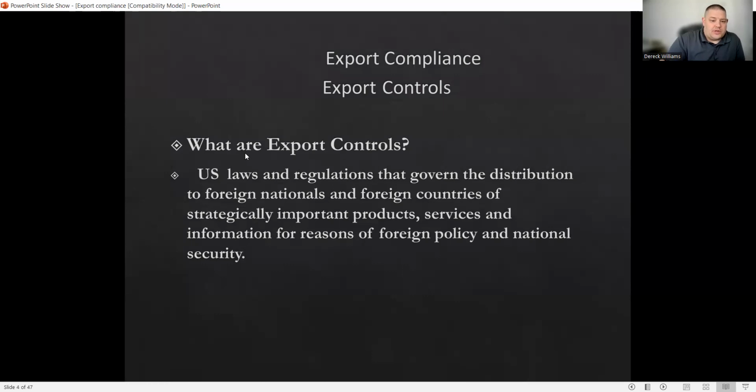So what are export controls? They're just the U.S. laws and regulations that govern the distribution to foreign nationals and foreign countries of strategically important products, services, and information for reasons of foreign policy and national security. That's a long-winded way of saying it's how we control keeping our secrets out of the hands of people we don't want to have them. Obviously we wouldn't want to share military technology with someone we're in an active conflict with, or have an embargo with, etc.